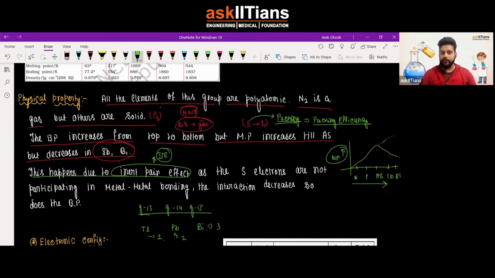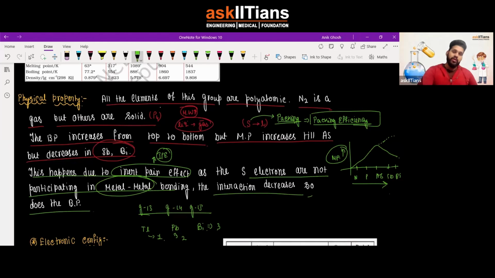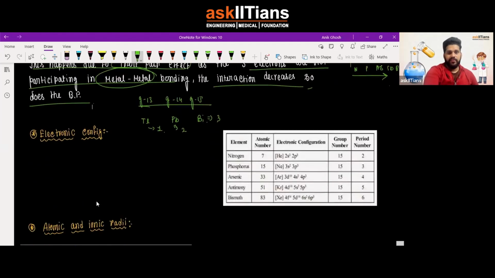Now, because of this inert pair effect, the s electrons are not participating in the metal-metal bonding. So the packing efficiency is low. Why is it low? Because the electrons are not participating in bonding and the interaction decreases, so that's the boiling point. Till arsenic everything was going fine. After arsenic onwards, the metal-metal bonding is not really working that easily because of the inert pair effect. The s electrons are not participating in the metal-metal bonding. There are no such bonds to make. As a result, the interaction decreases, so the boiling point decreases. This is a very, very important information.